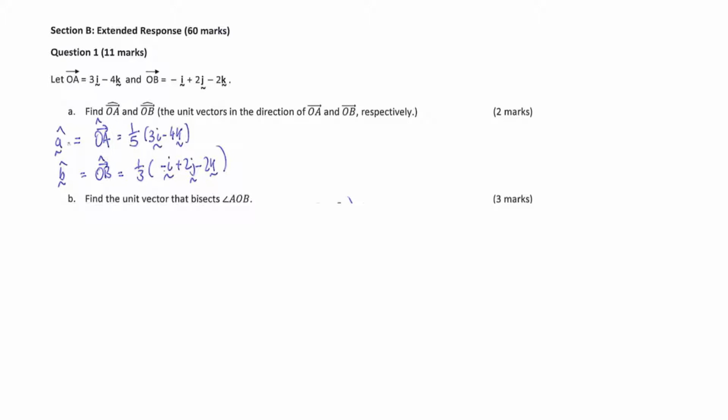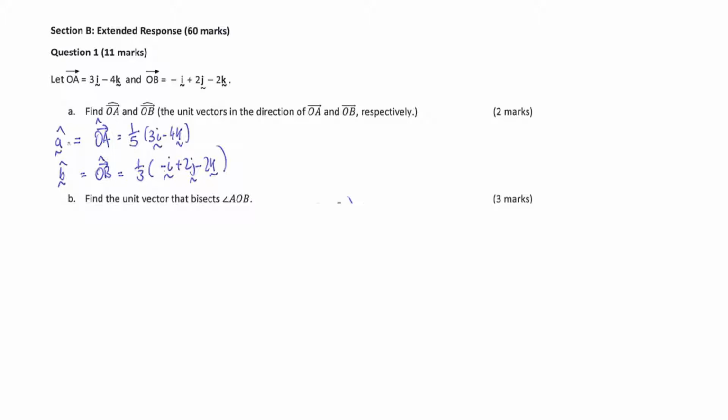All right, welcome to the extended response. So question one, a nice little vector sort of question, intermingled with some double angle rules, but let's have a look. I think most people got this right. Find the unit vector in the direction of OA and the unit vector in the direction of OB, given by the hat notation. Very easy to do, and hopefully you got those right.